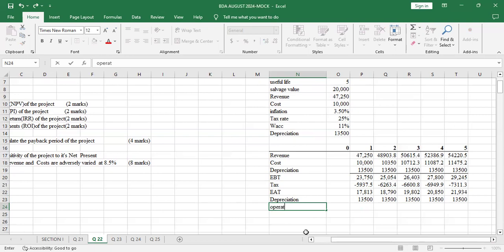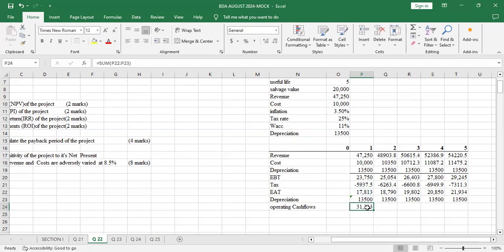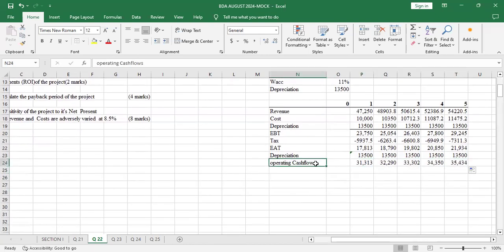Operating cash flows. Yes, the operating cash flow is the sum of those two, earning after tax and depreciation. Yeah, we are adding back depreciation because depreciation is a non-cash expense. So we add it back to earning after tax. Yeah, so once you get that, you just drag. And here I'll have the operating cash flow. So I'll bold it.